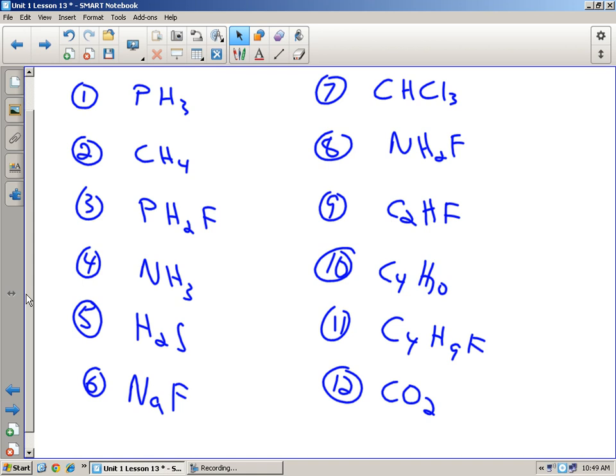You're going to draw them out. Decide whether it's polar or nonpolar. If it's nonpolar, guess what? It's what kind of force? London, right? Done. If it's polar, you have to decide if it's hydrogen bonding or dipole-dipole. It'll be hydrogen bonding if there's an H bonded directly to N or F. Otherwise, it's dipole-dipole. Okay? Yes. Okay, go.